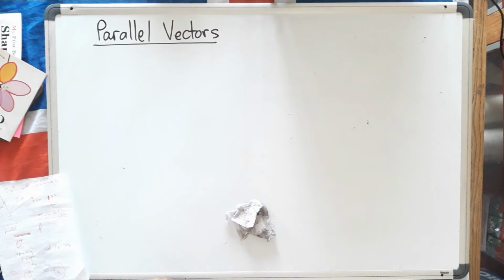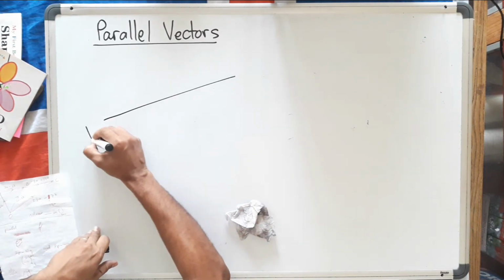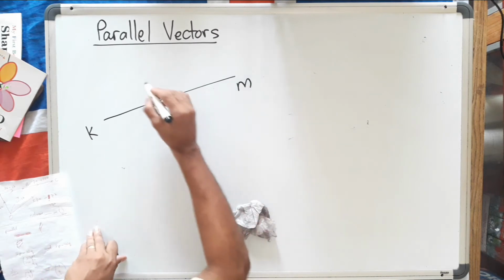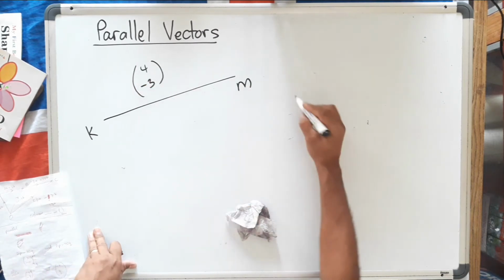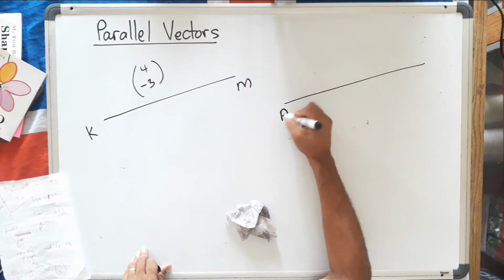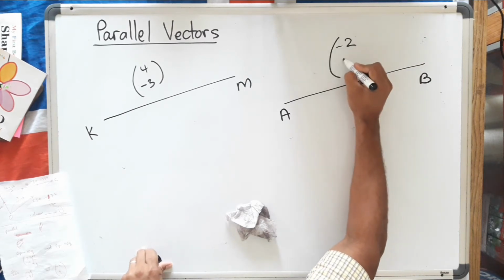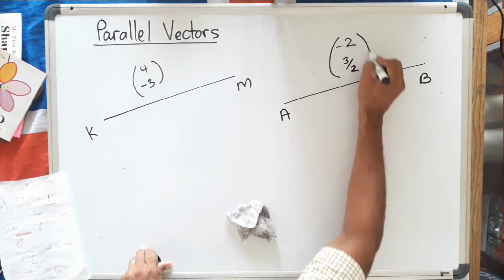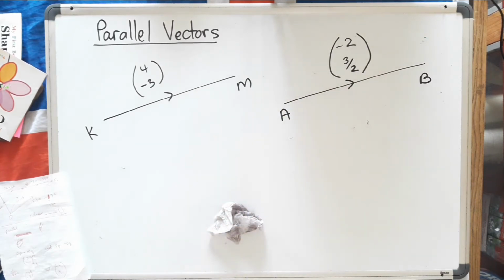All right. Let's say I have another 2 vectors here. I'm going to call it KM, and the value of this one is (4, -3), and the value of the other vector, I'm going to call it AB, is going to be (-2, 3/2). I have to put my arrows. That's very, very important. I want you to prove that these 2 vectors are parallel.